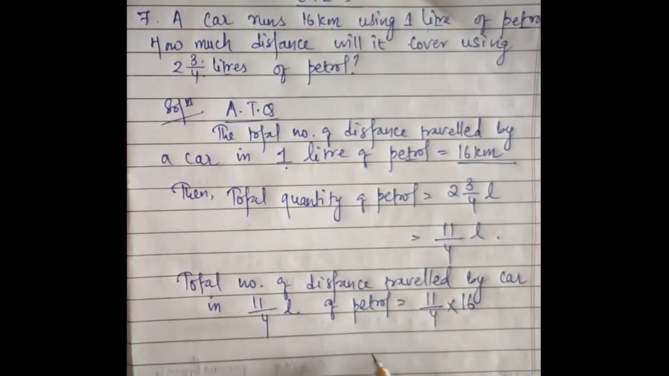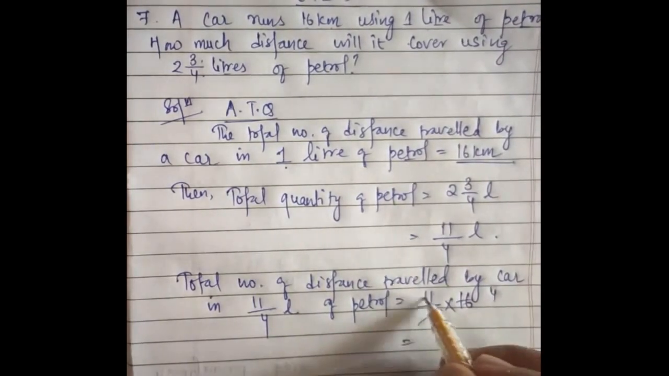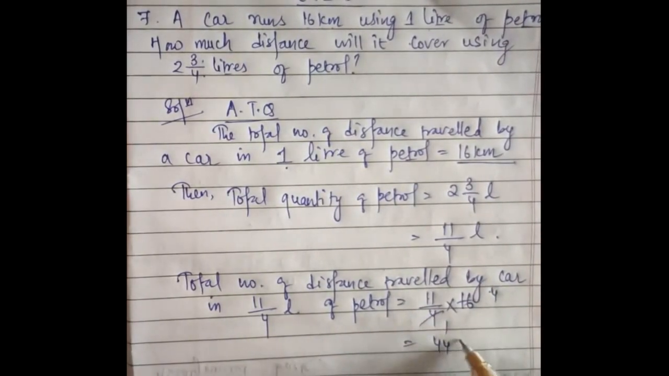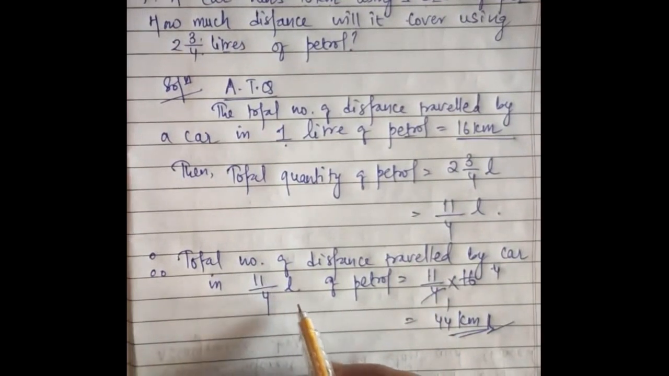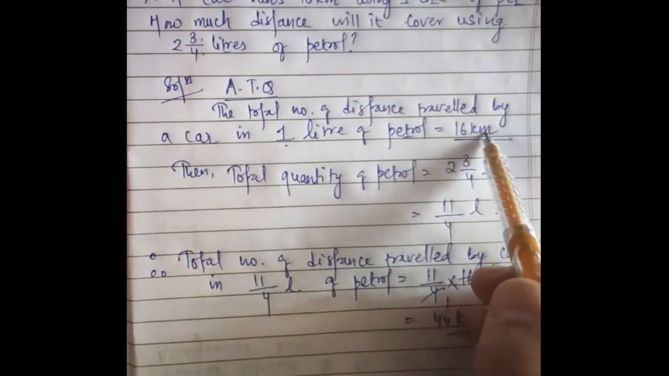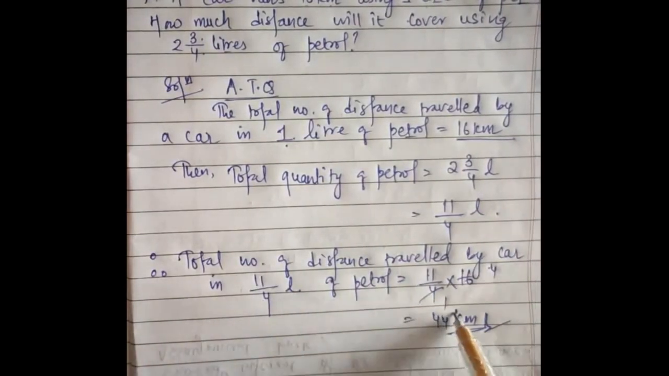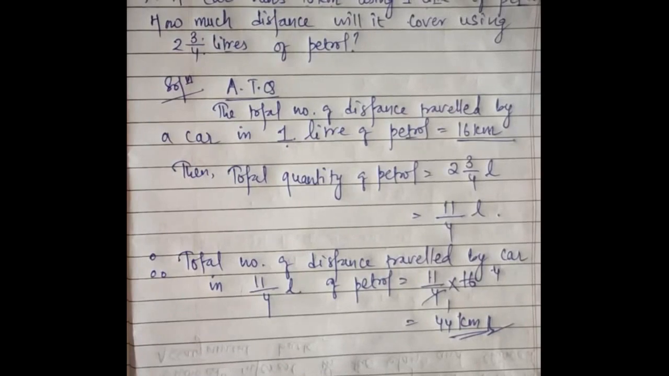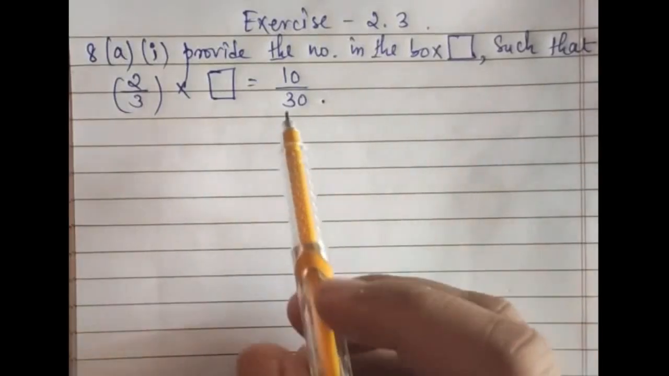So 4 ones are 4, 4 fours are 16, and 11 into 4 is 44 kilometer. So this is the answer. Therefore the total distance traveled by car in 11/4 liter of petrol equals 44 kilometer. With 1 liter of petrol it is 16 kilometer, and with this much liter of petrol, this much kilometer. Okay, so this is clear. So student, our next question is question number 8.